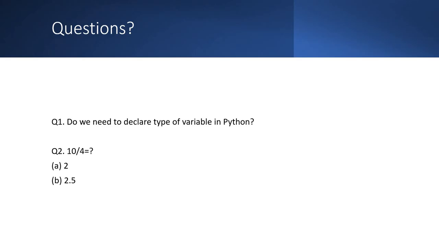But for any variable in C or C++ we have to declare its type, like it is integer or it is float. Is that required in Python or not? That is the question. You can answer in the chat box with yes or no, whatever you think. Do we need to declare the type of a variable in Python? If you want to use any variable in Python, do we need to declare its type explicitly, or can we use that variable directly?